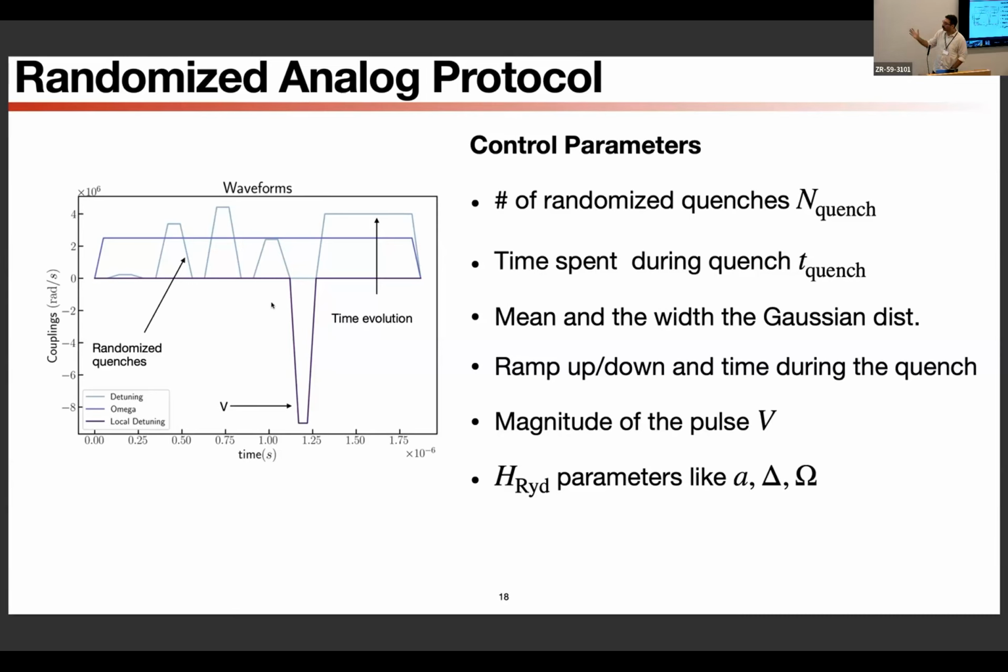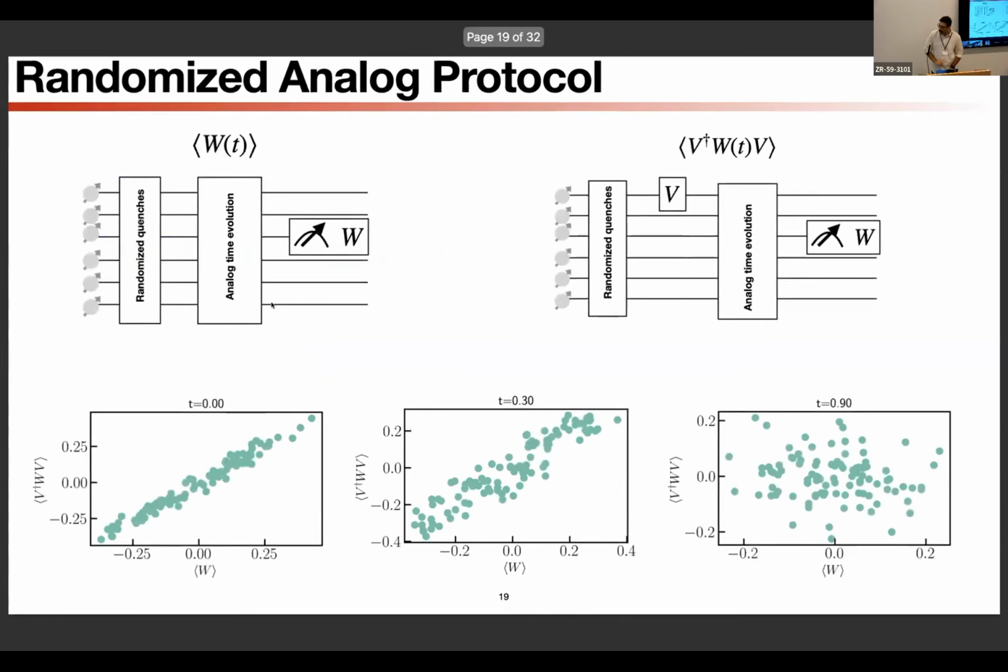And then you need to choose the mean and the width of the Gaussian distribution you sample these quenches from. Then you have the magnitude of the pulse V, which is not that important as long as it's strong enough that it disturbs your system, and you have your usual Hamiltonian control parameters. But ideally, if you figure out the right combination, this works in any limit of the Rydberg Hamiltonian. So let's see if it actually does what we expected it to do.